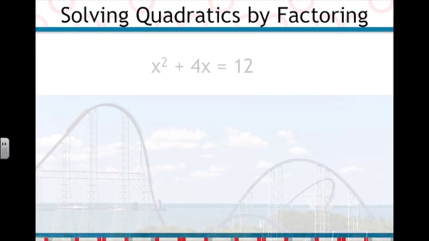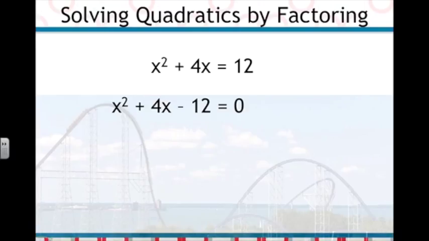For our first example, let's follow the steps to solve the equation x squared plus 4x equals 12. First, let's get it equal to 0. X squared is already positive, so we want to get everything with it on the left side of the equation. If we subtract 12 from both sides, we end up with x squared plus 4x minus 12 equals 0.